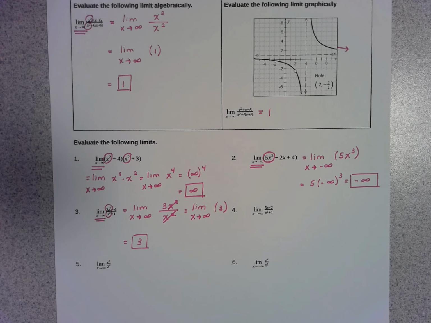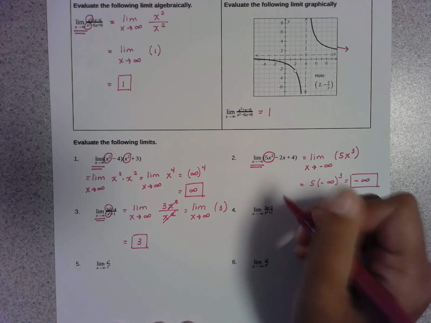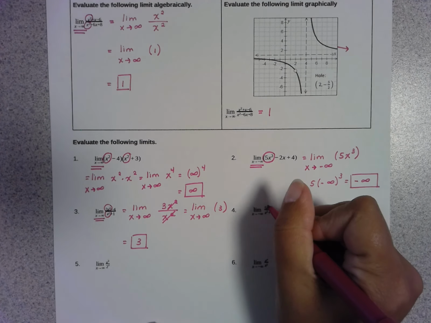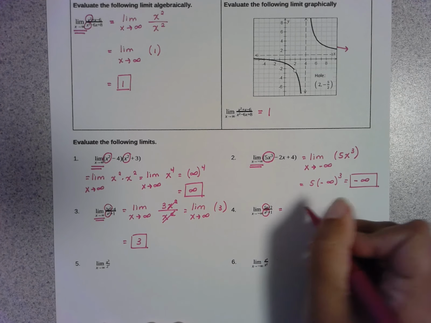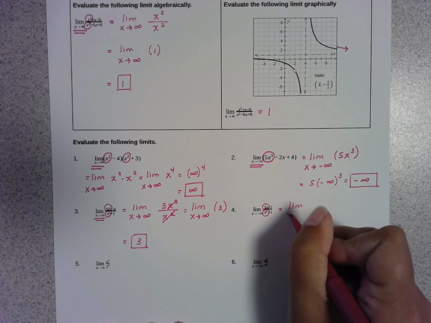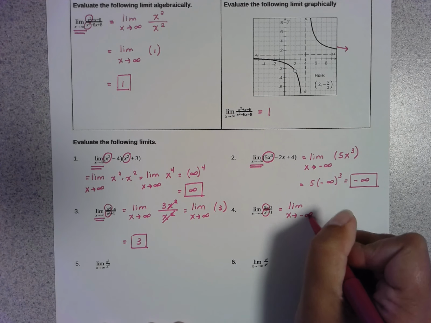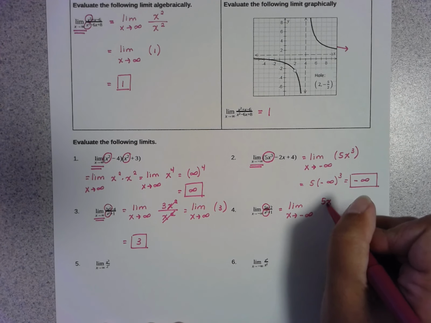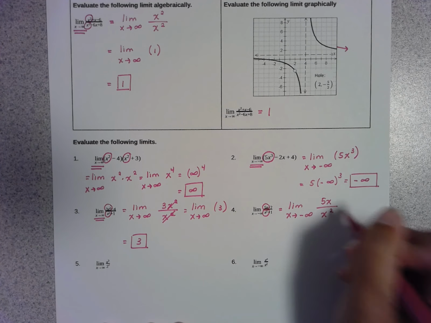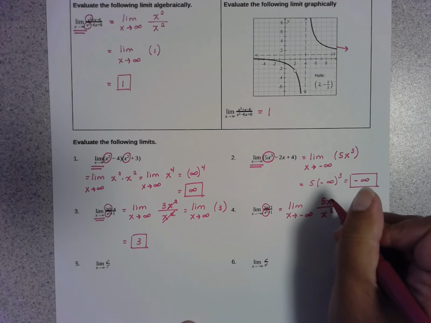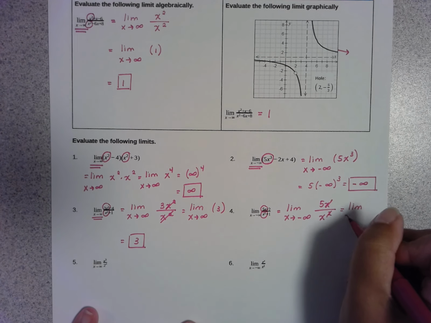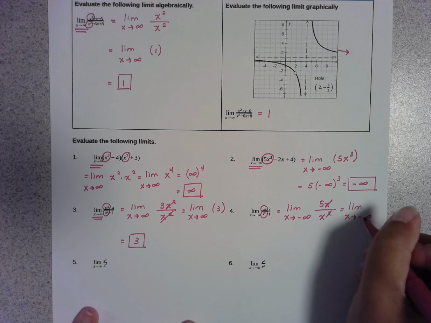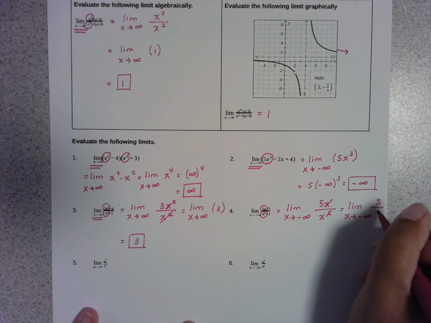For problem number 4, if I wanted to find the limit as x approaches negative infinity, I like to think biggest x's make biggest powers, so 5x on the top and x squared on the bottom, which means I would have the limit as x approaches negative infinity of 5x on the top and x squared on the bottom. Now we can simplify this, so one of the factors of x will cancel on both the top and the bottom, which means I have the limit as x approaches negative infinity of 5 over x.